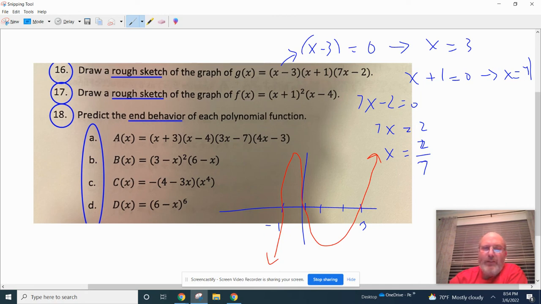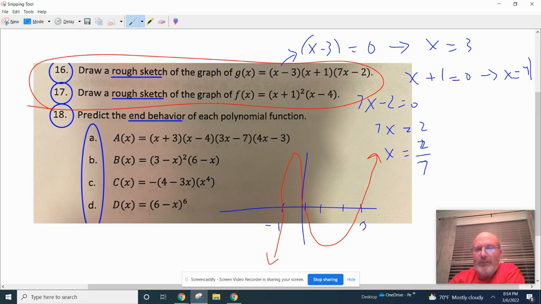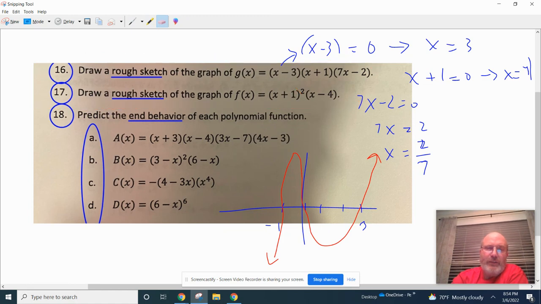If you graph these in the calculator, you'll be able to see that. This one's going to be a little bit different, but it'll show up in the calculator for you. But go ahead and graph it just like that, and you can do 16 and 17.